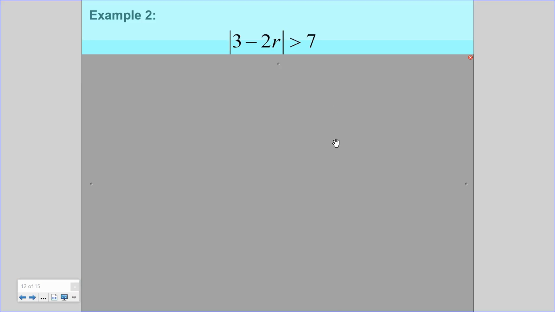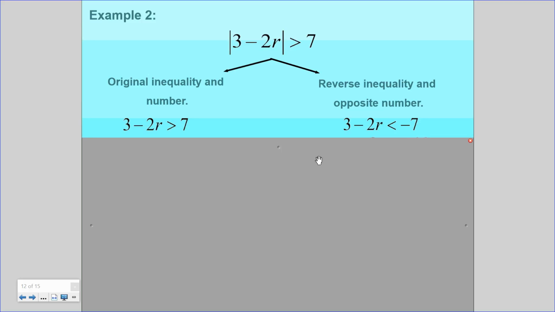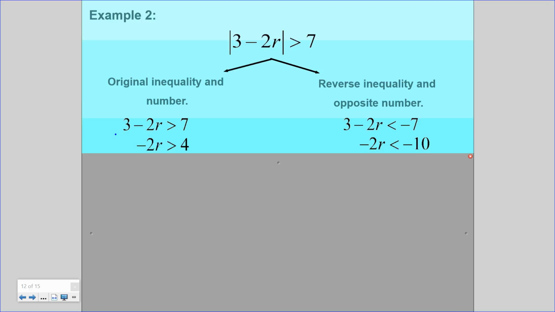Okay, so you've gone through this problem. Here we'll start out with 3 minus 2r greater than 7, and 3 minus 2r less than negative 7. Flip the sign and take the negative of the answer. Subtract 3 from both sides to solve for your r.